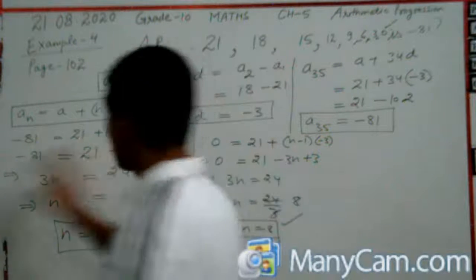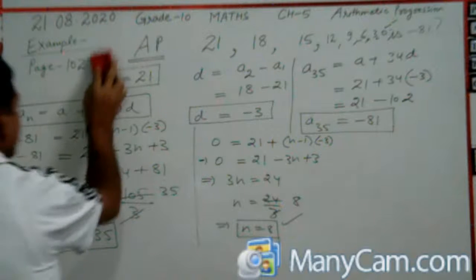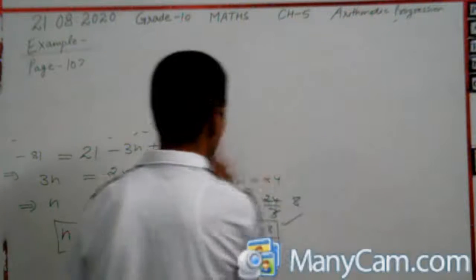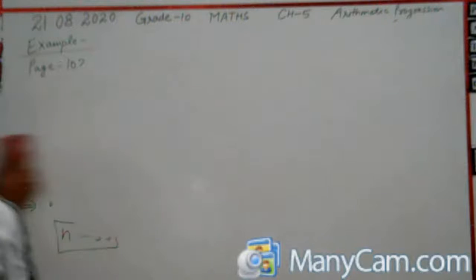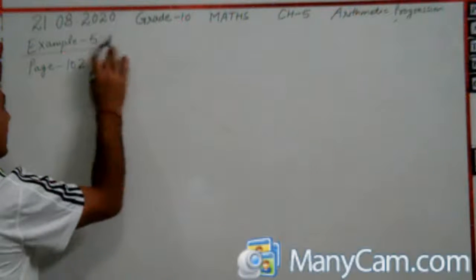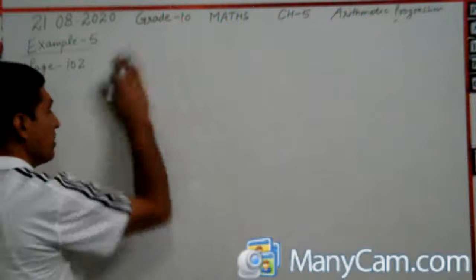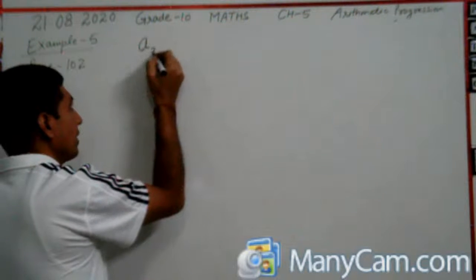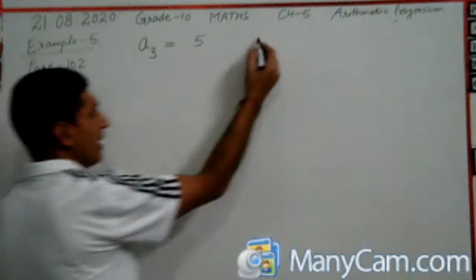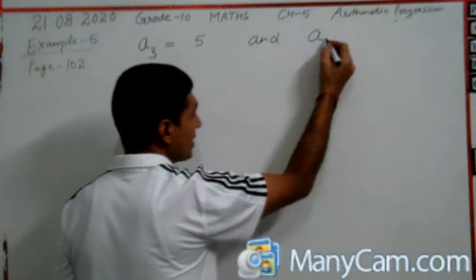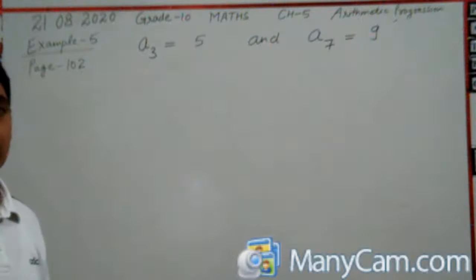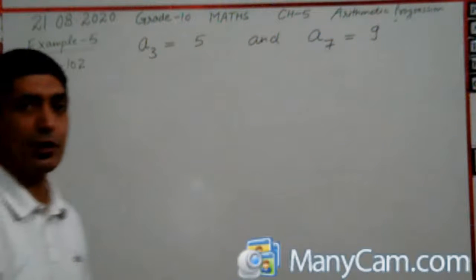Right? So let's solve. Write the example number 5 on the same page. Here, page number 102, example number 5. You can write down the statement here. What is the statement? A3 is given 5. The third term of the AP is given 5 and the seventh term of the AP is given 9. We have to find the complete AP. And it is a very simple one.